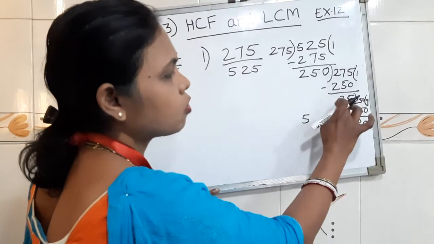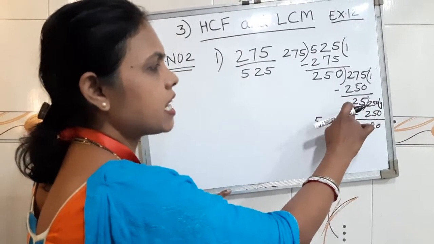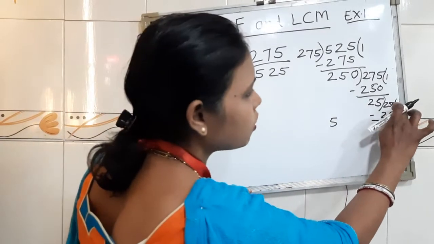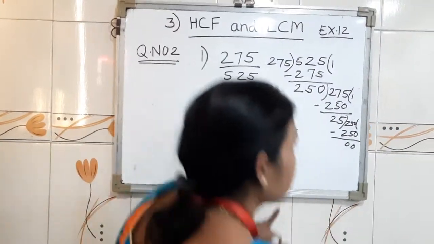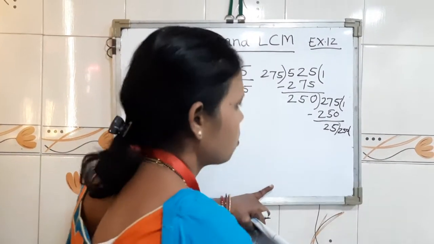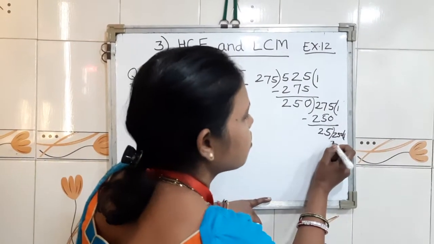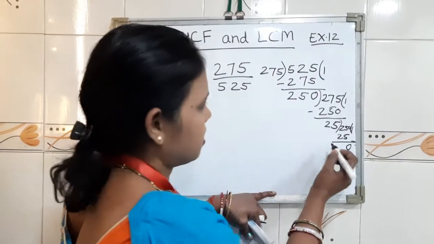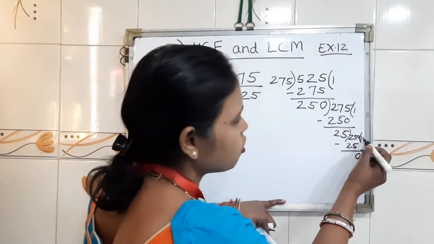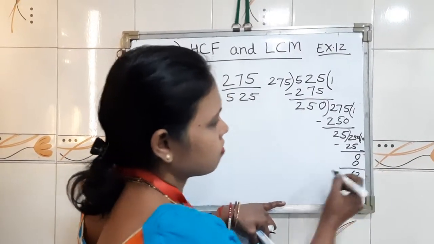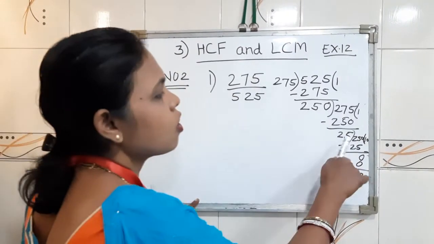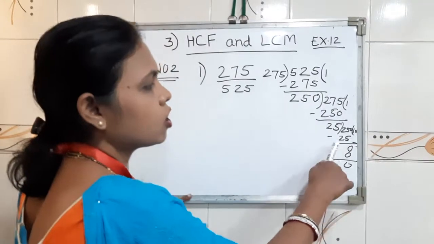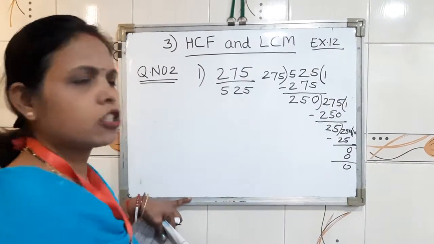Then 9 times 2 is 18. 18 plus 4. Then first what will you do? 25 times 1 is 25. 0 will remain here. Then 25 times 0 is 0. Means you multiply the 25 table by 10. You will get your answer 0.